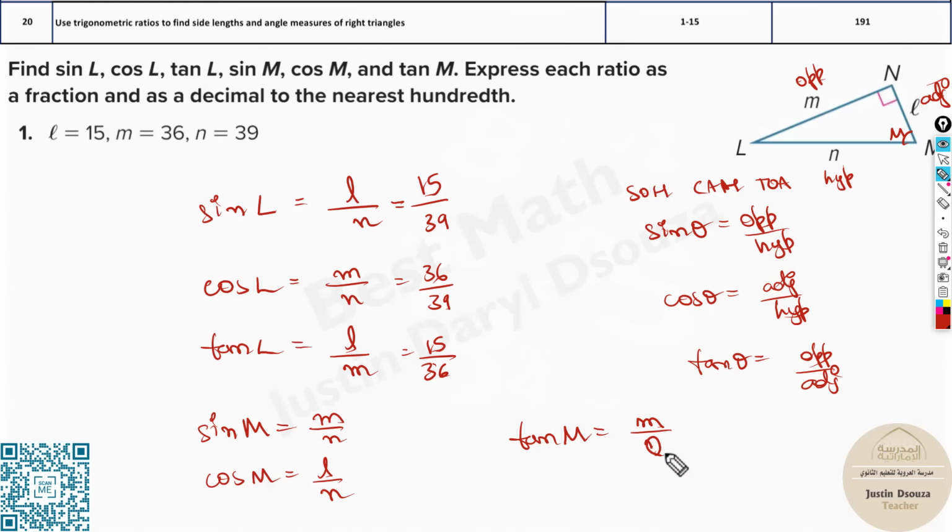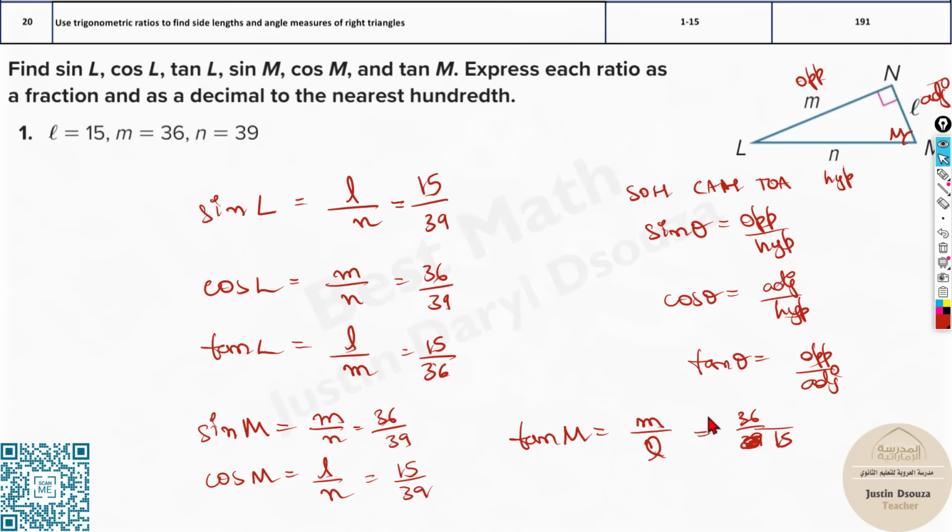Sorry, even I got confused over there. So all you do is substitute the values. M is 36 by 39. Then we have 15 by 39. And lastly, we have 36 by 15. L is 15. So these are the answers. That's how we easily solve it.